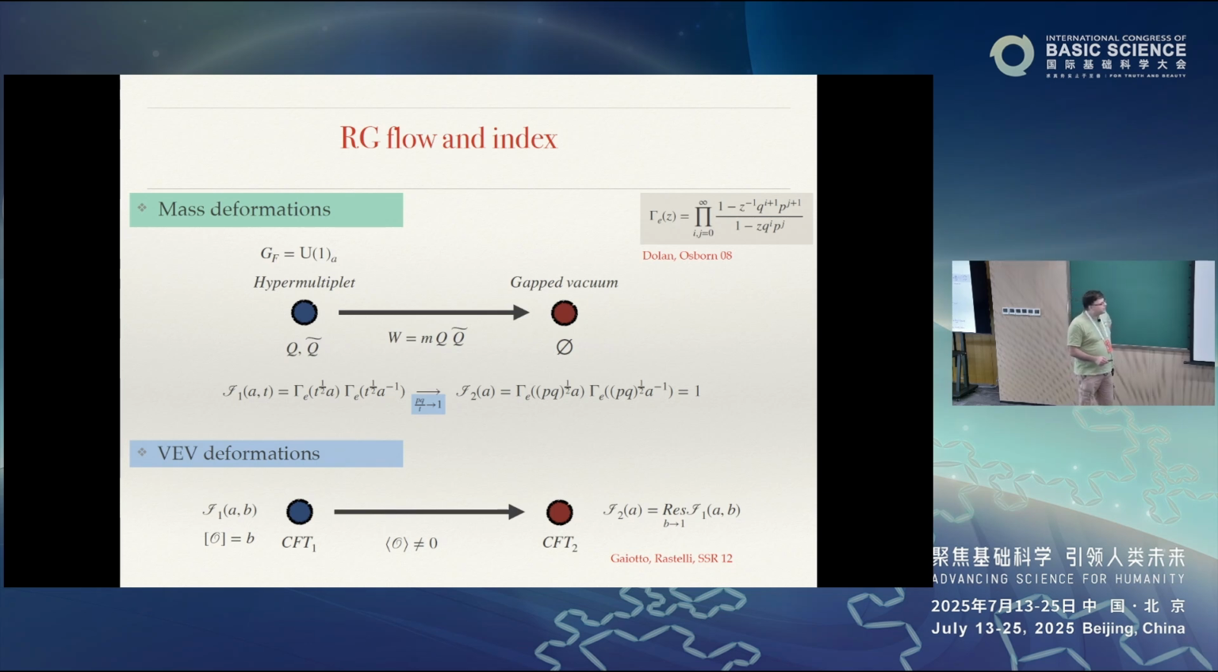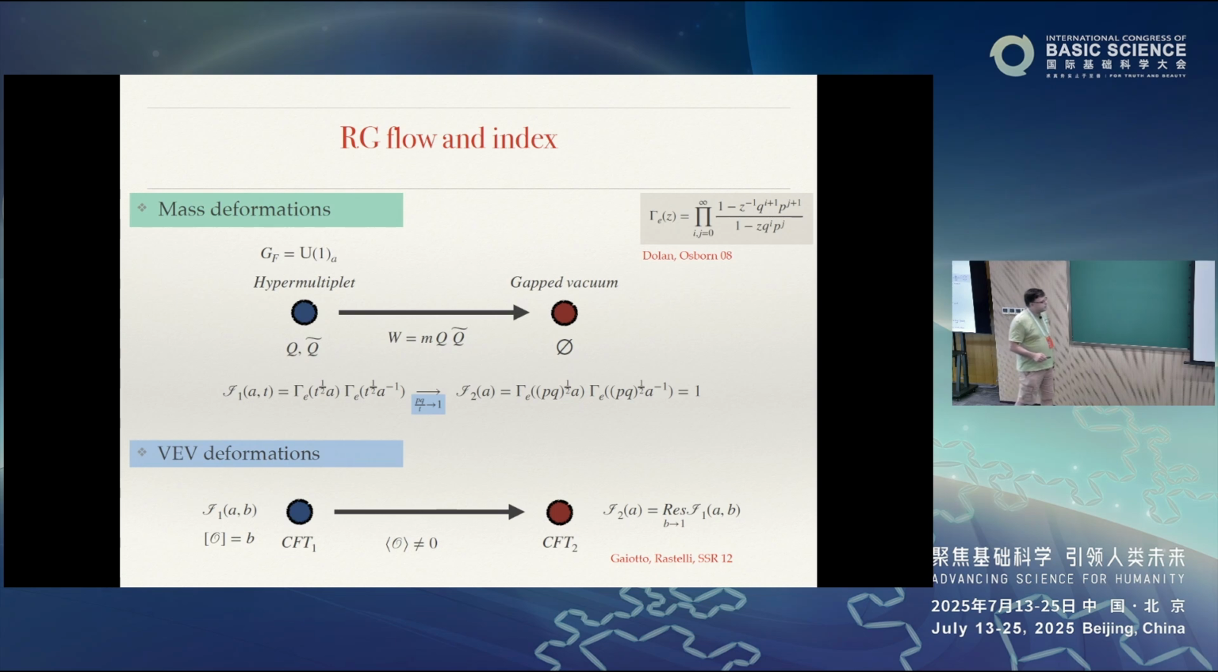Of course, here we said that the index of the infrared fixed point also tells you something about the UV. Here it is some trivial information. You can infer from this that, okay, the theory in UV has some vacuum, but not anything interesting. But you get information which is consistent with renormalization group flow.